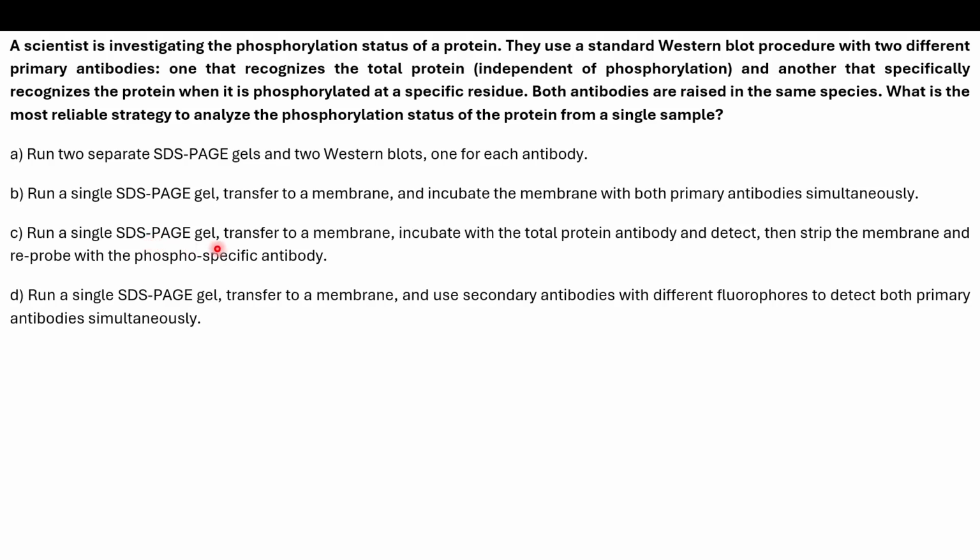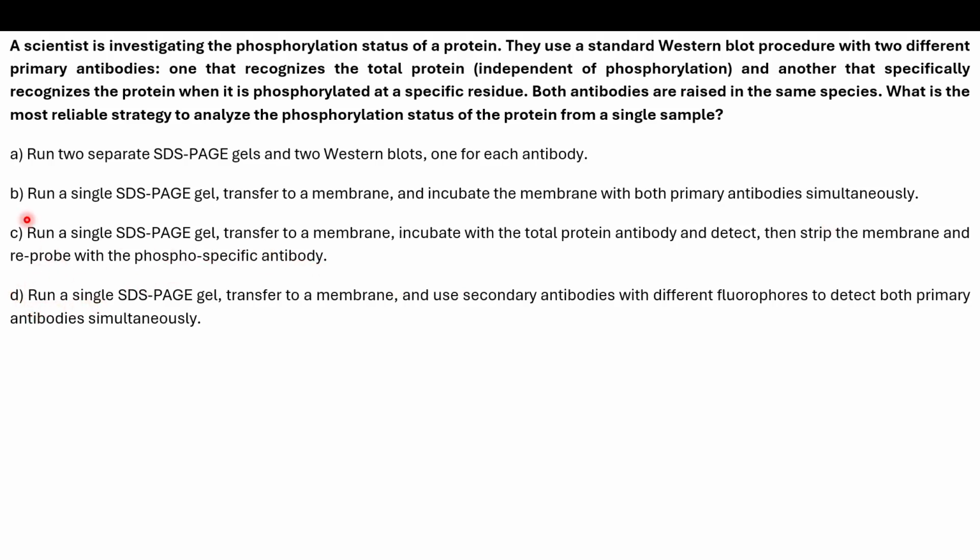You run a single SDS-based gel, transfer it to a membrane, incubate with the total protein antibody and detect, then strip the membrane and reprobe the same membrane with the phospho-specific antibody.